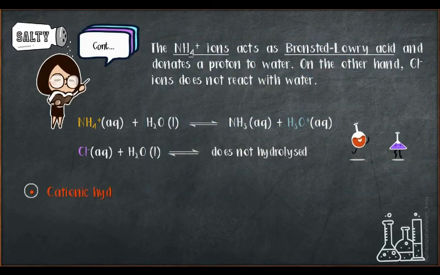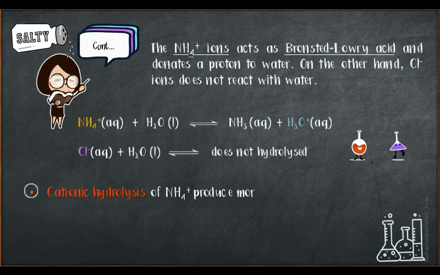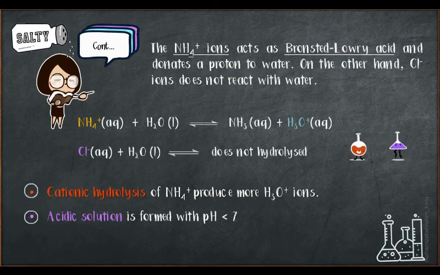As in the video, cationic hydrolysis of ammonium ion produces more hydronium ion, which results in the formation of an acidic solution with pH less than 7.